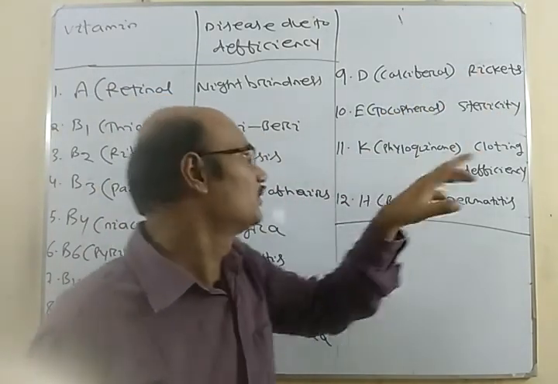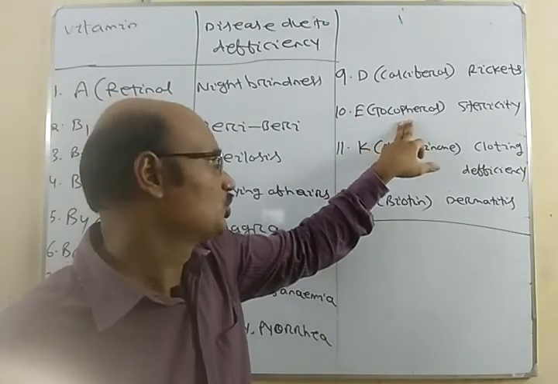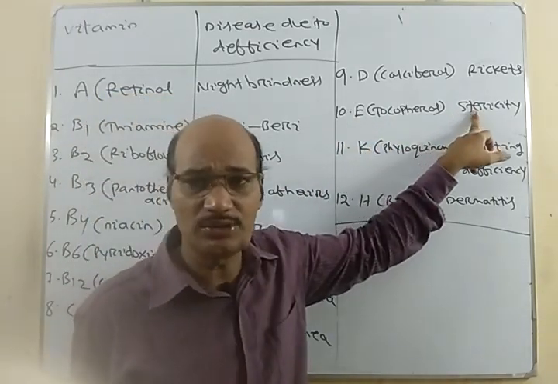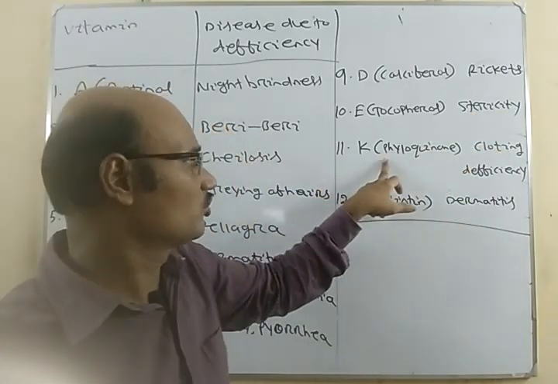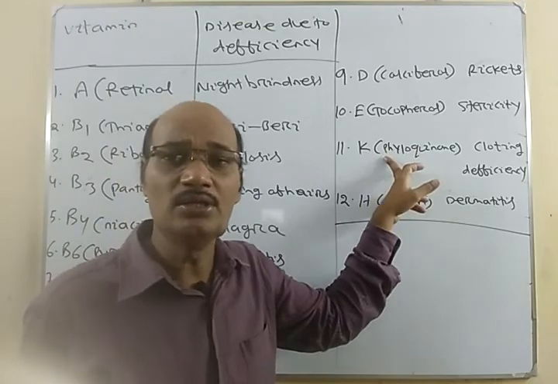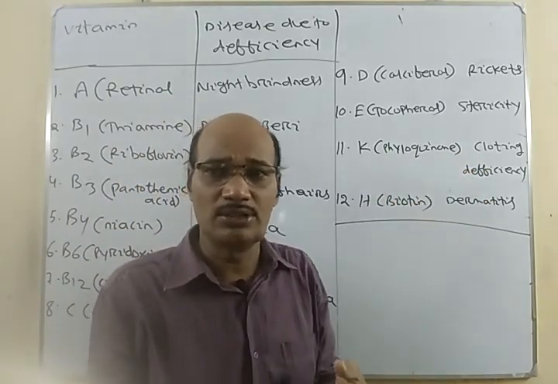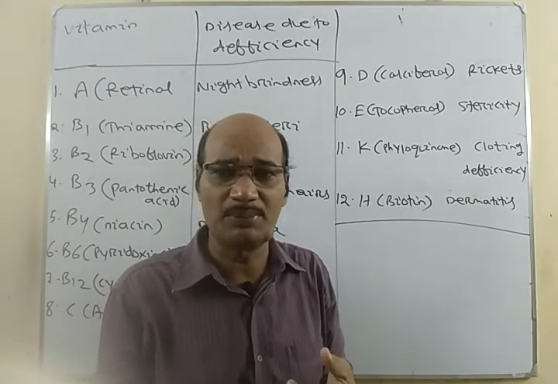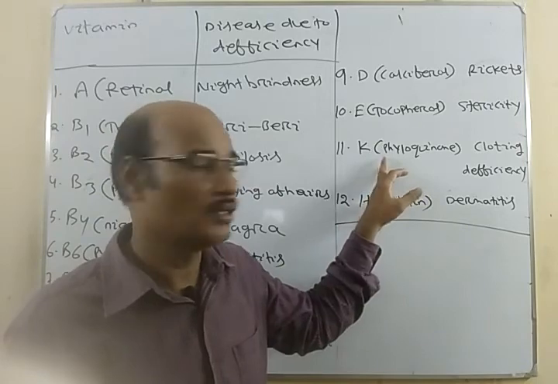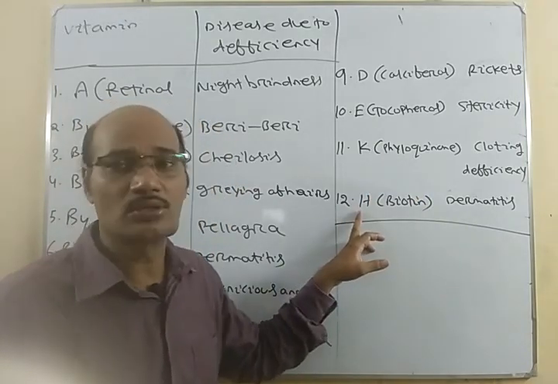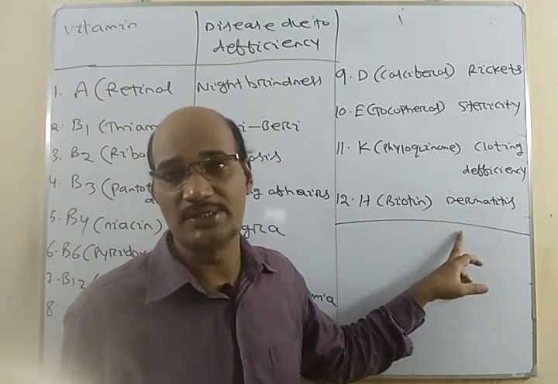Now vitamin E, also called tocopherol, the chemical name, causes sterility, that means impotency. Then vitamin K, also called phylloquinone, will cause clotting deficiency. So whenever you have a clot, the blood clotting will be reduced due to deficiency of vitamin K. And also H, called biotin, whose deficiency will cause dermatitis.